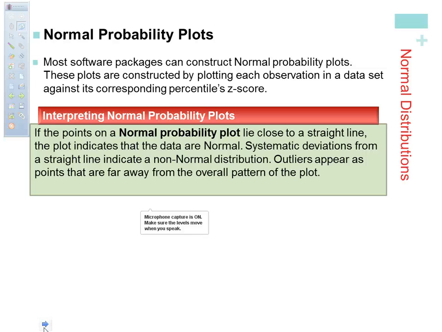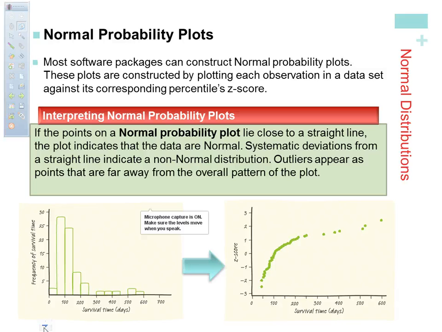Now, what we mean by systematic is if there's a tendency towards a non-straight line, to a curve, then we're going to assume that the data is not normal. Outliers appear as points that are far away from the overall pattern of the plot. Okay. So, for example, we can type one in our calculator in a second and figure out if a distribution is going to be normal or not.